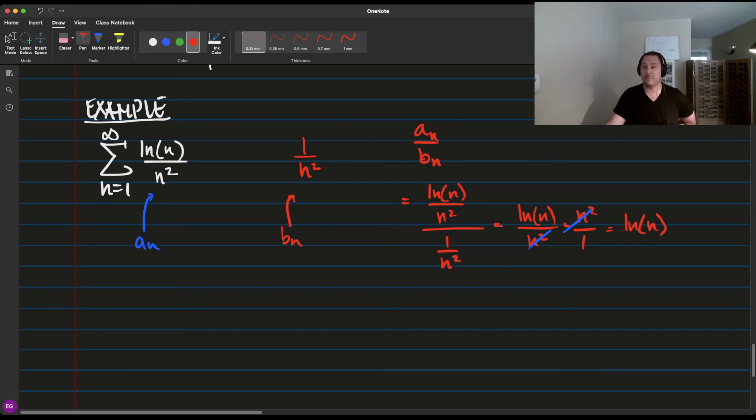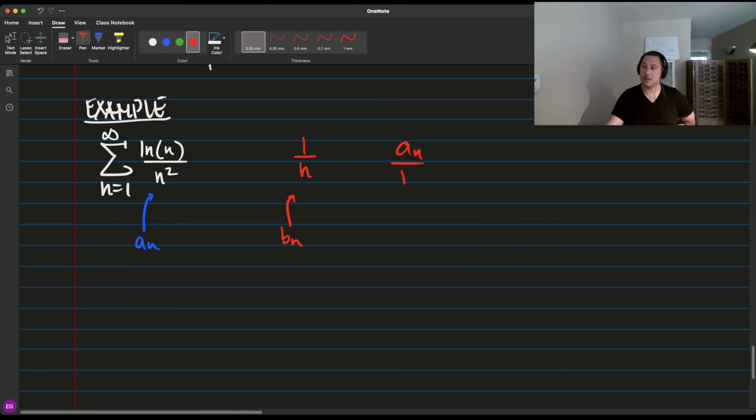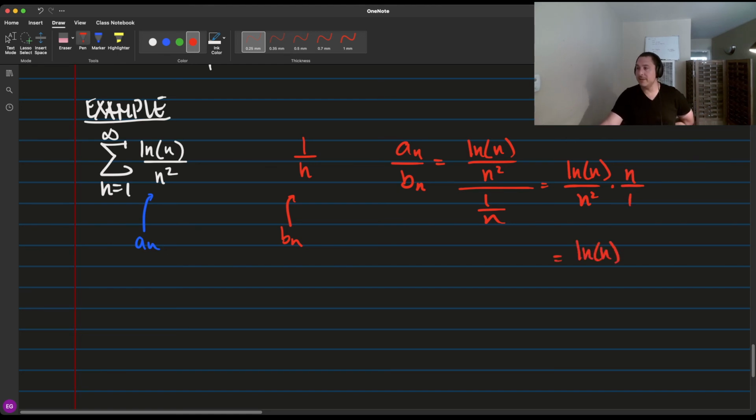So why don't we try a different b_n? We'll try our b_n to be 1 over n, because we know that that actually diverges. So we can look at a_n over b_n. That will give us natural log n over n squared divided by 1 over n, which is natural log n over n squared times the reciprocal, n over 1. That will give us the natural log of n over n.